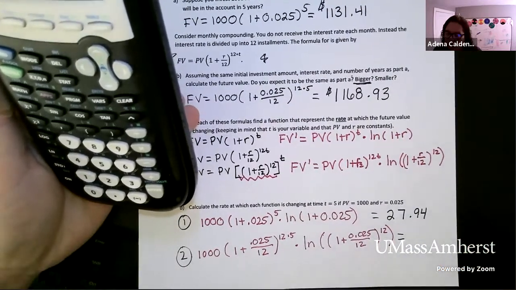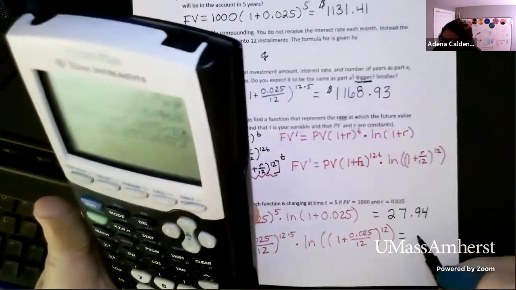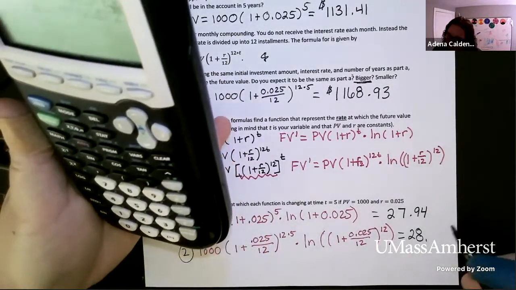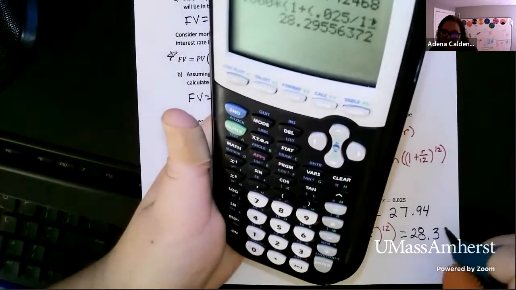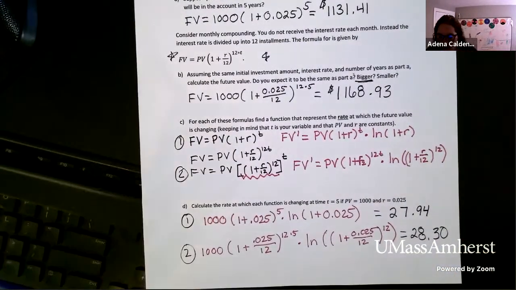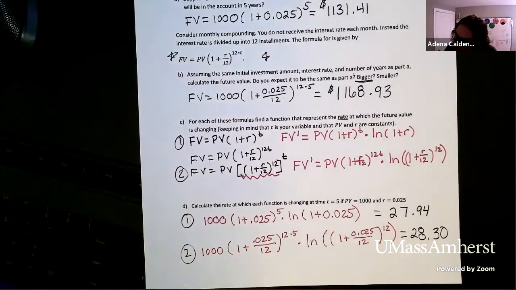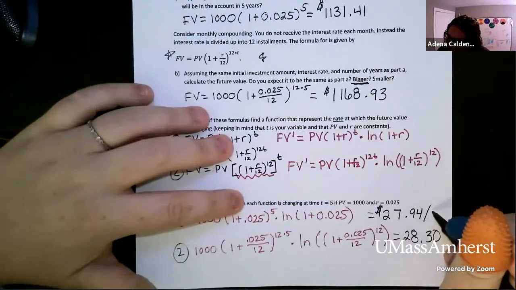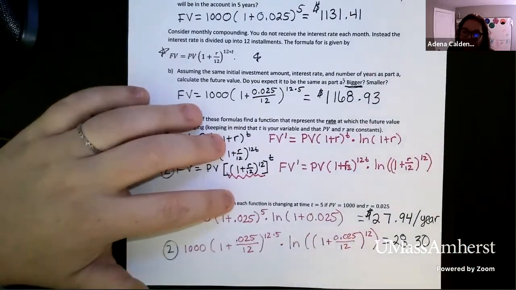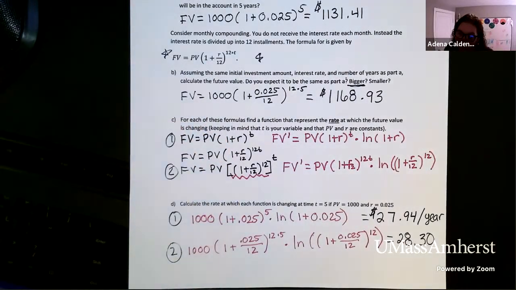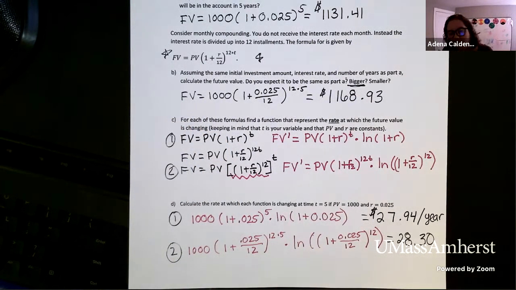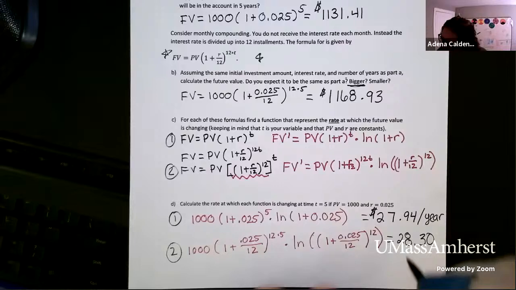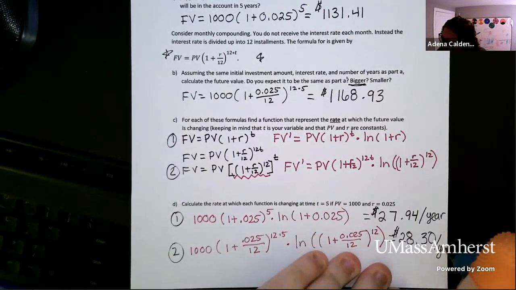27.94 if I round to 2 decimal places. And for the second one, I get 0.295. So when I round, I get 0.30. So what are the units on this? Right? So we're talking about money. And so this is $27.94 per year, right? Because the independent variable was time. And so we do the dependent units over the independent units. The dependent units are dollars. And this is $28.30 per year.